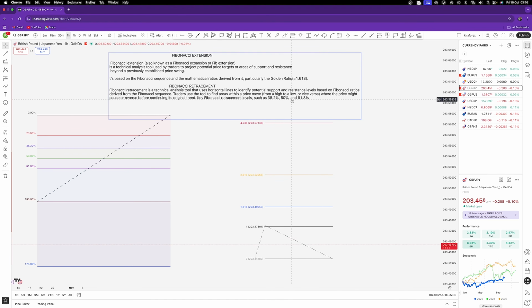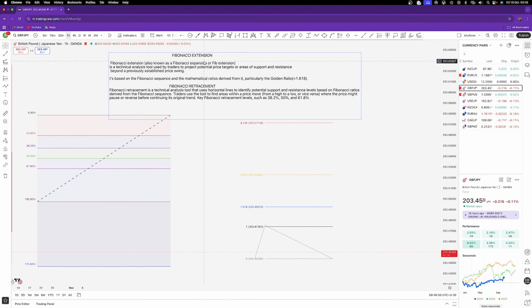Guys, now let's look at the differences between Fibonacci retracement and Fibonacci extension. I already have a video on Fibonacci retracement where I explained in detail how to use this tool. Today, our concentration is mainly on Fibonacci extension, okay? But I will still explain Fibonacci retracement at a point.